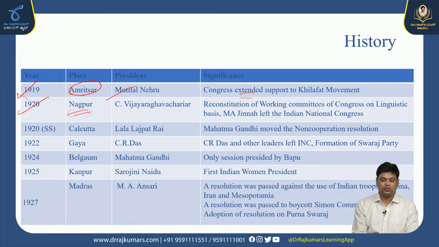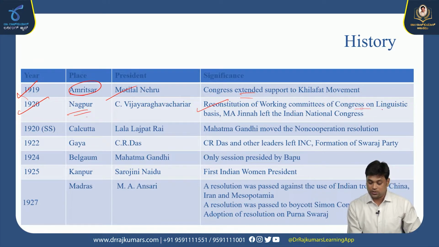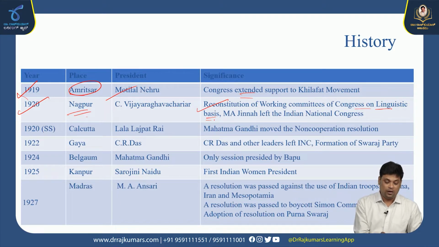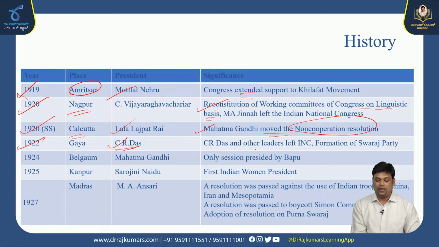1920 Nagpur, C. Vijayaraghavachariar: reconstitution of the working committee of Congress on a linguistic basis. There Muhammad Ali Jinnah left the INC as well. 1920 special session at Calcutta presided over by Lala Lajpat Rai, where Mahatma Gandhi moved the non-cooperation resolution. 1922 Gaya Congress session, Chittaranjan Das: C. R. Das and other leaders left the INC and formed the Swaraj Party to enter the councils. 1924 Belgaum, the only session presided over by Mahatma Gandhi.